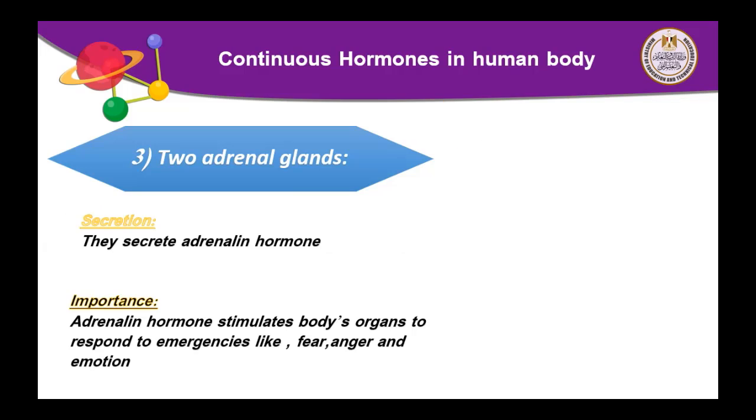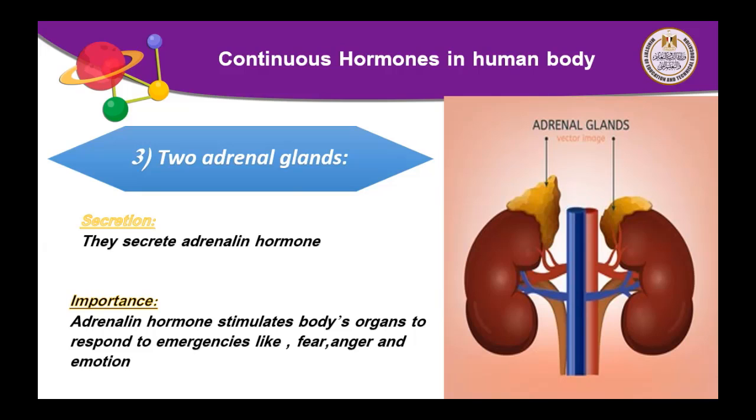The type of hormones secreted by the two adrenal glands is called adrenal hormones. What is the importance of it? Adrenal hormones stimulate the body's organs to respond to emergencies like fear, anger, and emotion. In the previous part of this lesson, we talked about the third gland, which is called the two adrenal glands. What is the location of these glands? Adhering to the top of the kidneys. They secrete adrenaline hormones, which are responsible for stimulating the body's organs to respond to emergencies like fear, anger, and emotion.